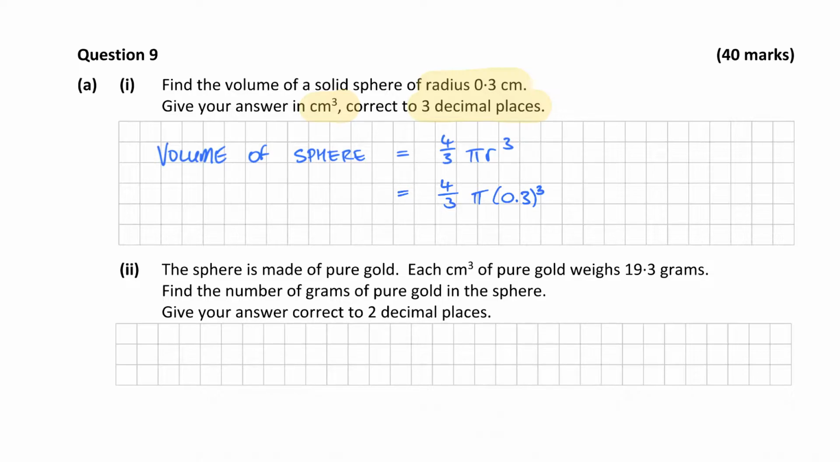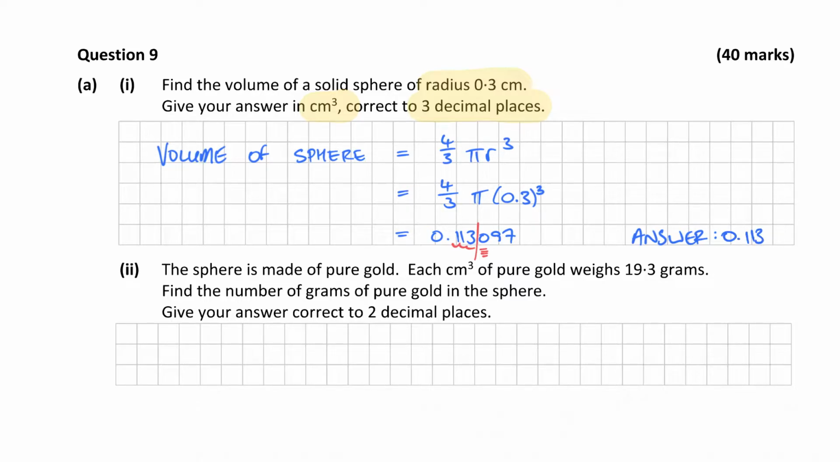If we type that into the calculator, we should get an answer of 0.113097. They wanted it correct to 3 decimal places. So go back 1, 2, 3, draw your line, and look at the number that follows. If that's 5 or greater, we round the digit up, but in this case it's 0, so that's less than 5, so we just round it off, and the answer would be 0.113.